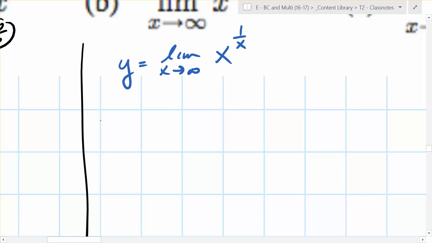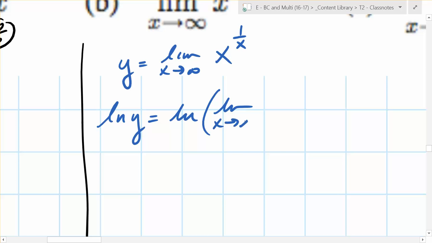ln on both sides. So ln of y is equal to the natural log of the limit as x goes to infinity of x to the 1 over x. Are you with me so far? Are these valid operations? You are allowed to switch the ln and the limit. That is mathematically proper. The natural log of a limit is the same thing as the limit of the natural log.